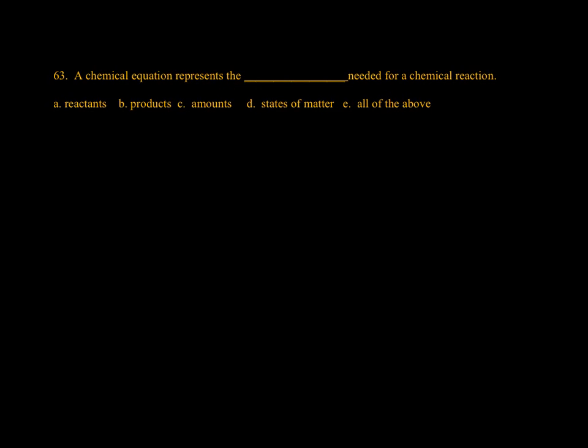A chemical equation represents what? Well, a proper chemical equation would have all of these things. It would show you the reactants, the products, the amounts of each one with the coefficients, and a proper equation has solid, liquid, or gas indicated somewhere in there for the states of matter.